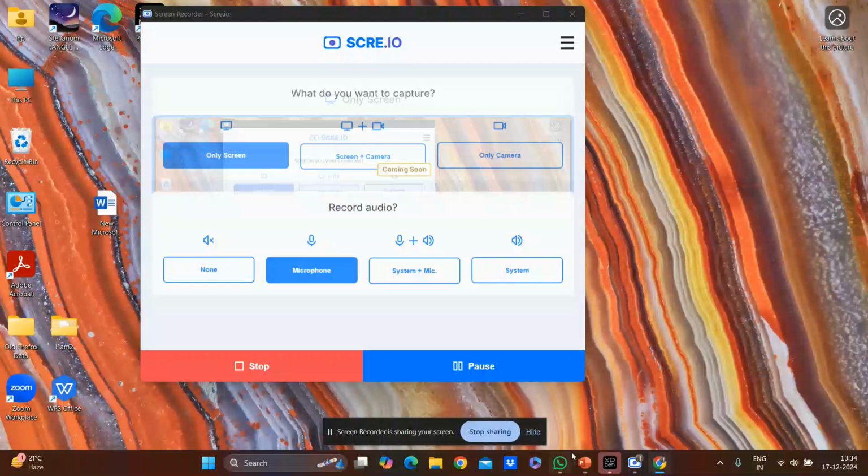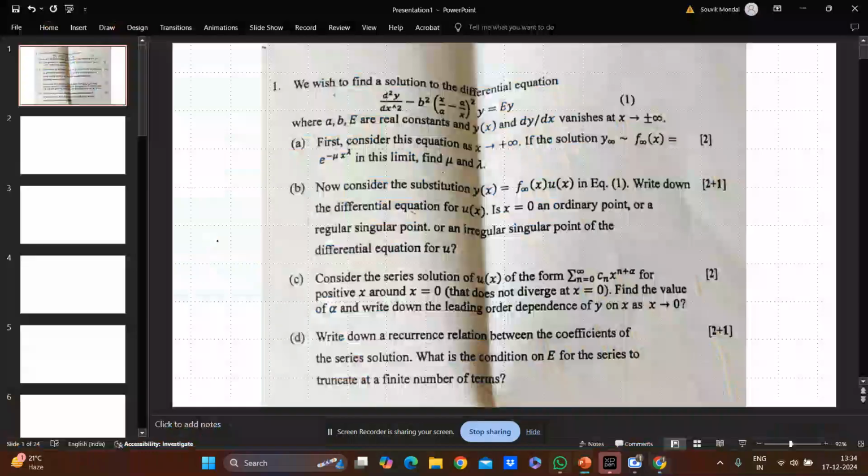So today I am gonna discuss the subjective paper of TIFR 2024. As I mentioned earlier, I discussed the third question already. The third question, I will share the link in the description also, of the descriptive paper TIFR 2024. And this is the first question you can see.